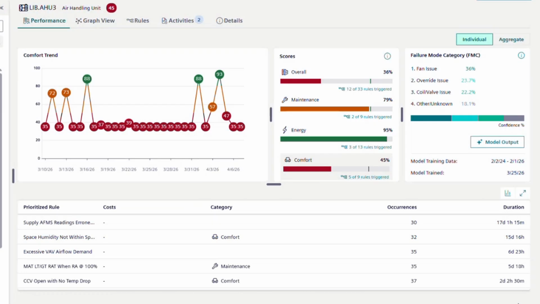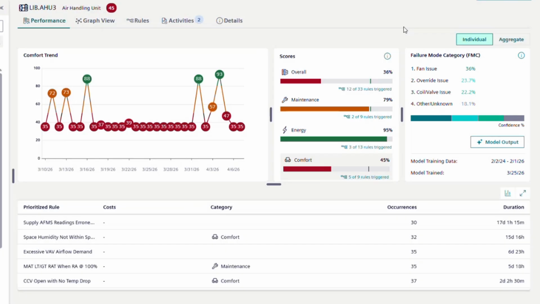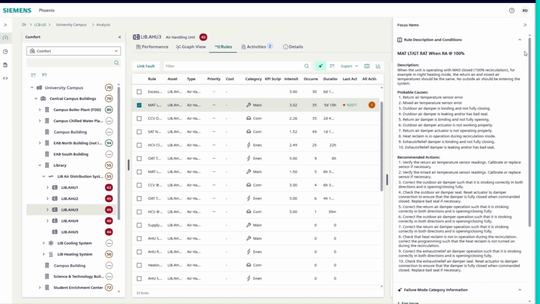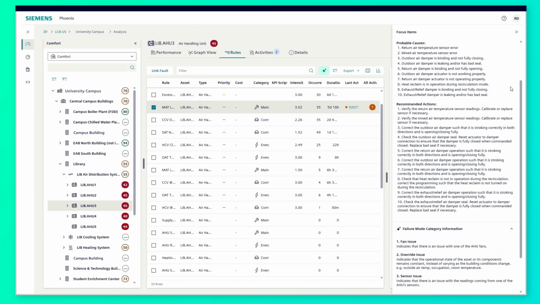We've also implemented an AI-powered failure mode category, which leverages the power of AI to identify the most likely root cause of this particular comfort issue. To dig in just a little deeper, you can take a look at the model output and not only see what the AI is telling you, but you can also have our skilled engineers directly analyze and verify any AI recommendations.